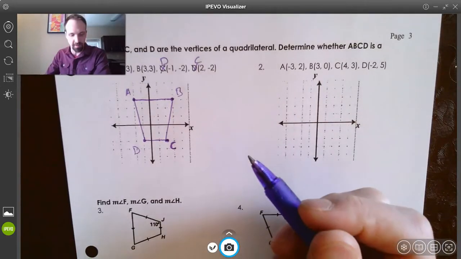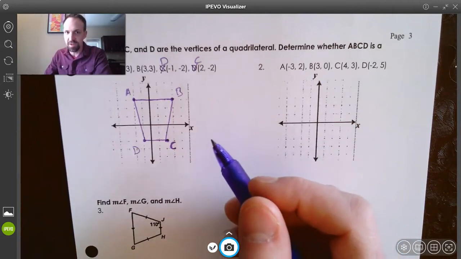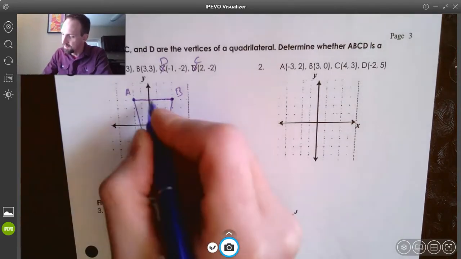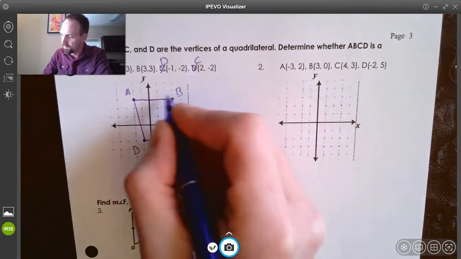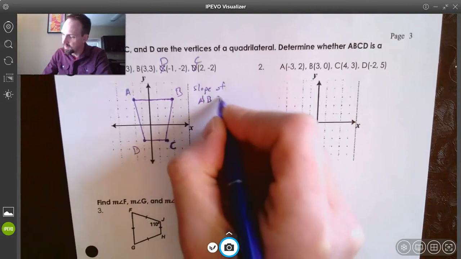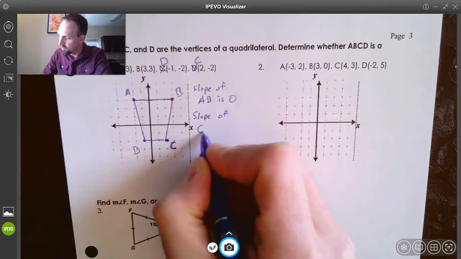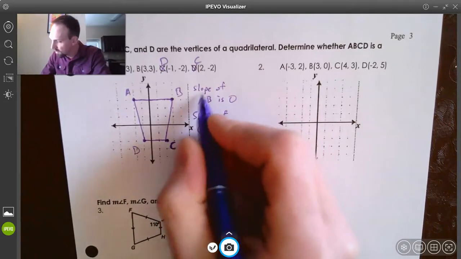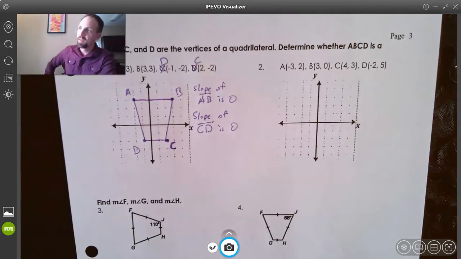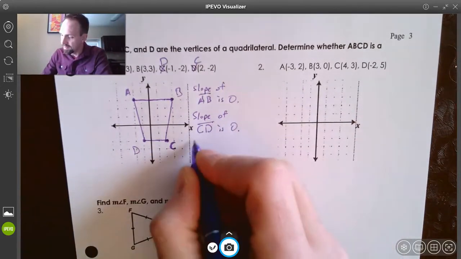So for it to be a trapezoid, going back to our definition, we have to have exactly one pair of parallel sides. So just looking at this, A to B and C to D, these slopes are 0. So the slope of AB is 0, and the slope of CD is 0. So let's call these segments. So the slopes of them are 0. So if the slopes are 0, then that means they are parallel.